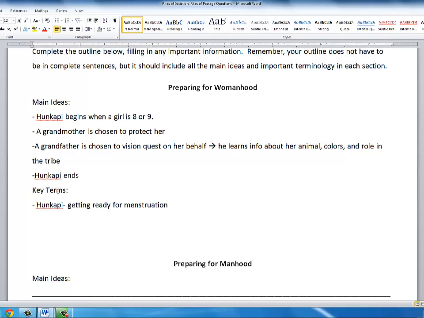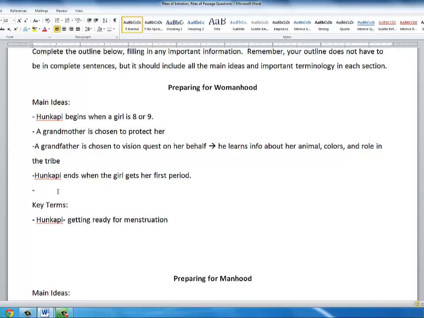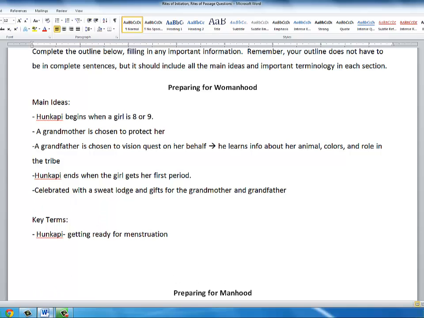Hunkapi ends when the girl gets her first period. Celebrated with a sweat lodge and gifts for the grandmother and grandfather. Very nice.